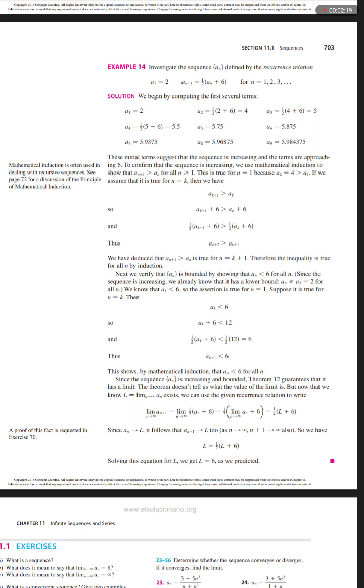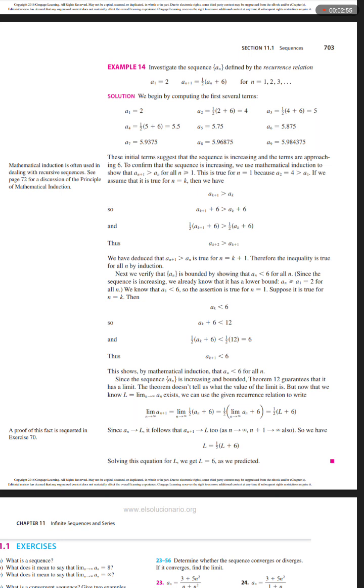So a_{k+1} + 6 > a_k + 6, and 1/2 (a_{k+1} + 6) > 1/2 (a_k + 6). Thus, a_{k+2} > a_{k+1}. We have deduced that a_{n+1} > a_n is true for n = k + 1. Therefore, the inequality is true for all n by induction.